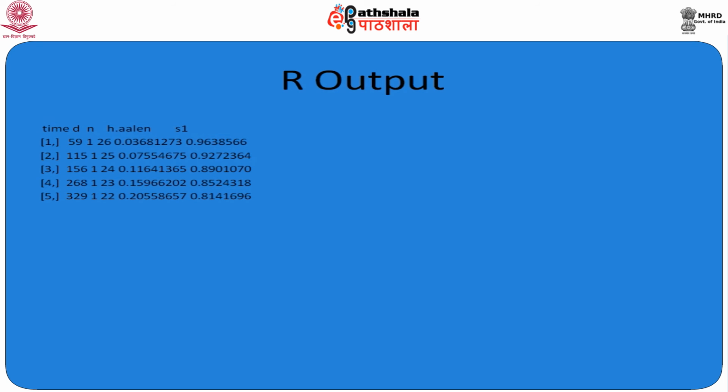The corresponding survival estimates, given as probability of survival, are 0.96 till 59 days, thereafter reduced to 0.92 at 115 days, 0.89 for 156 days, reduced to 0.85 at 268 days, and down to 0.81 at 329 days. So if you add the h.aalen estimate value and the S1 estimate value, we will get a total value of 1 for each row.